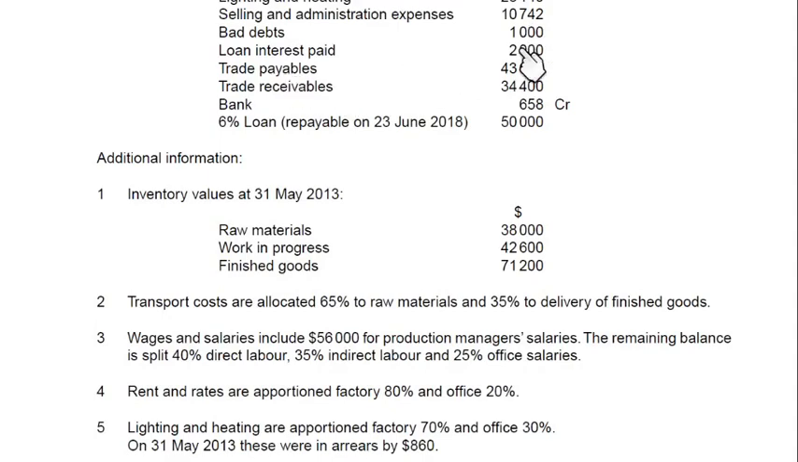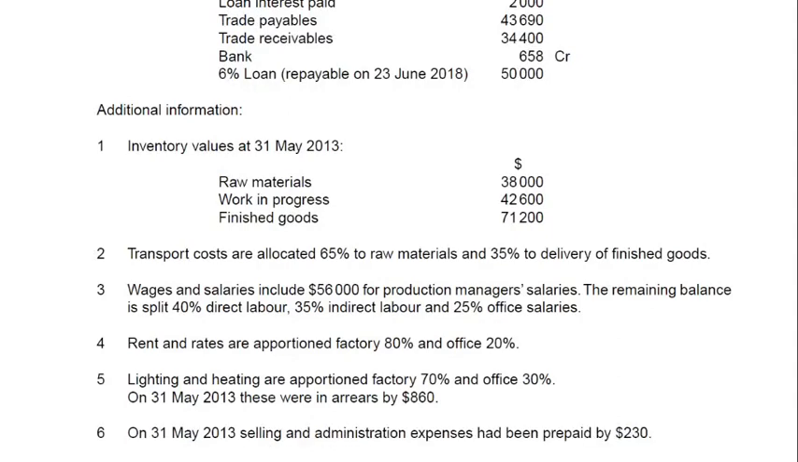Loan interest, we'll be discussing this later. Trade payables, also known as creditors previously. Trade receivables, also known as debtors previously. Then we have a bank balance. If the bank balance is written as a credit balance, this is a bank overdraft. This is a short-term liability which will be shown as a current liability. Then we have a 6% bank loan, which means we have to pay interest of 50,000 times 6%. 50,000 multiplied by 6% is 3,000 interest that needs to be charged to the income statement.